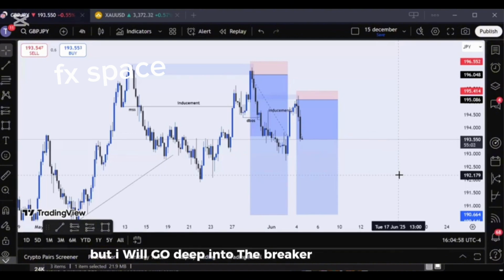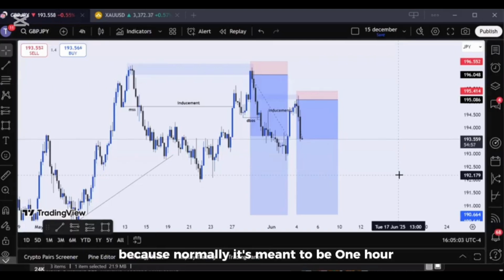Now, I'm only going to talk about the order block in this class and probably maybe introduce the breaker, but I will go deep into the breaker in the next class, because normally the class is meant to be 1 hour. This is already 9, but I will just finish. I'm not even done with point of interest. So the next class is when we're going to talk about the breaker and then the rules in picking a proper point of interest. It's a whole topic on its own.